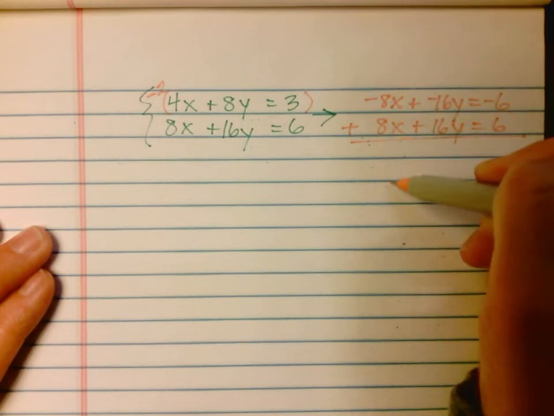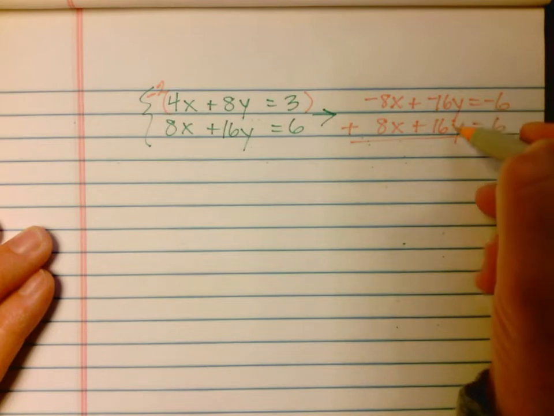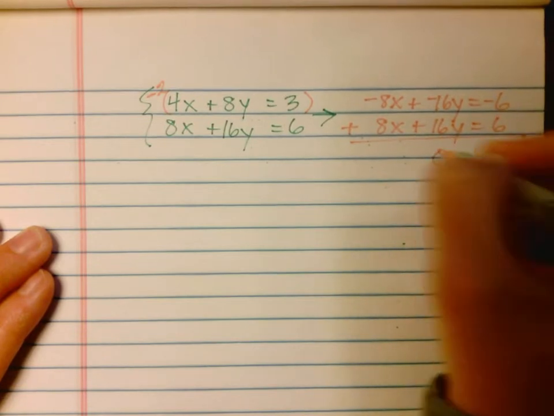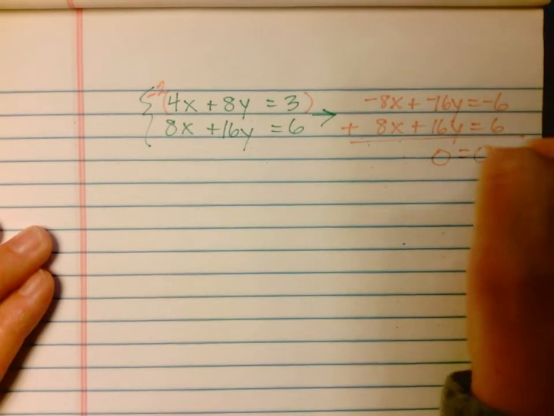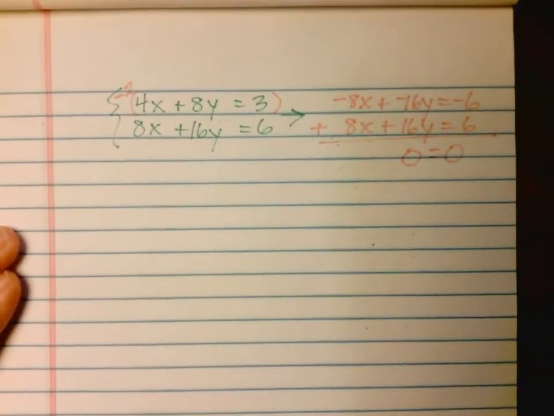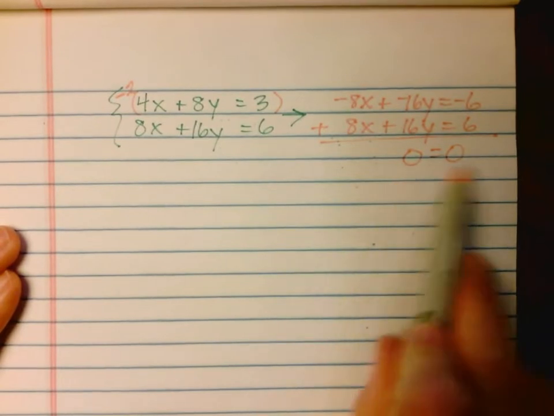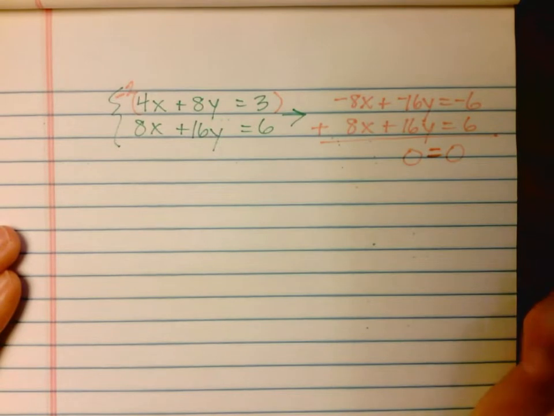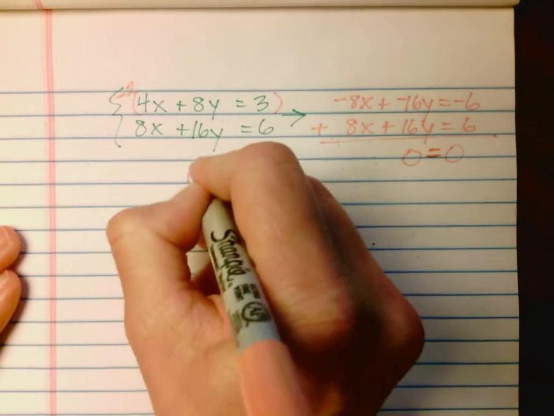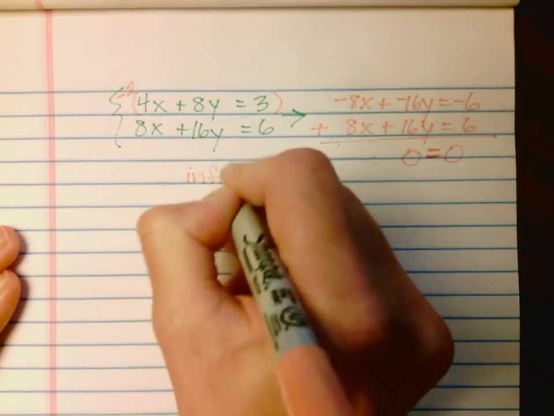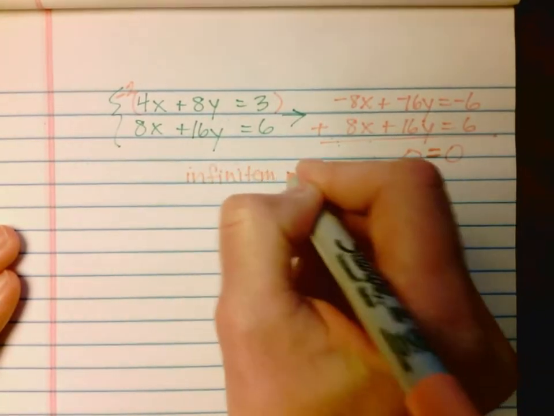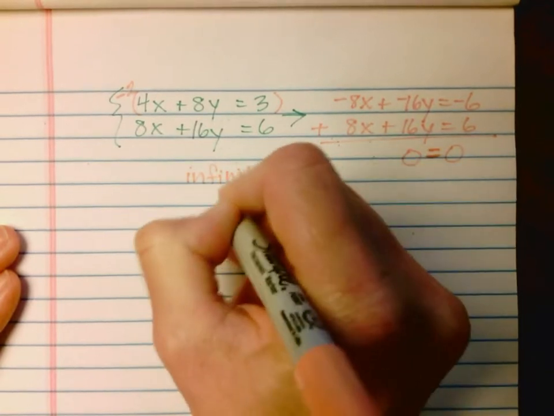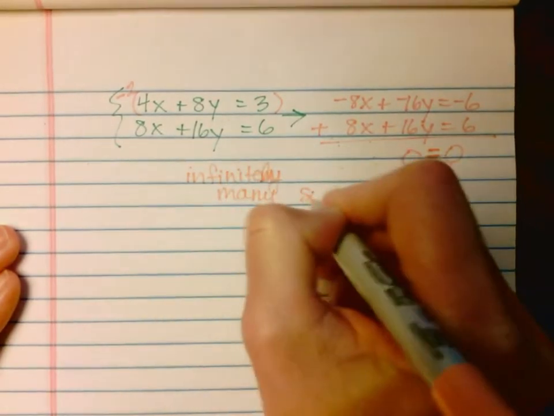-8x plus 8x is 0. -16y plus 16y is 0. And then on the other side of the equation, I get -6 plus 6 equals 0. So here we have a situation where both variables were eliminated. This leads me to know that this system has infinitely many solutions.